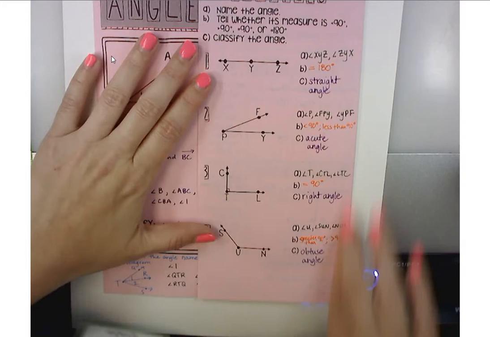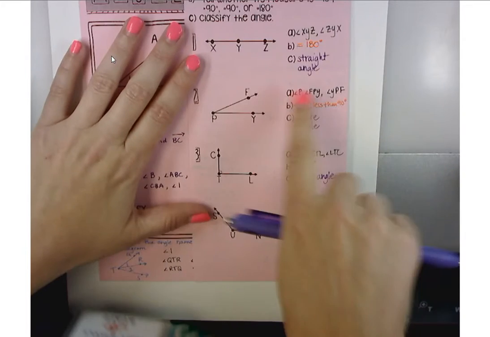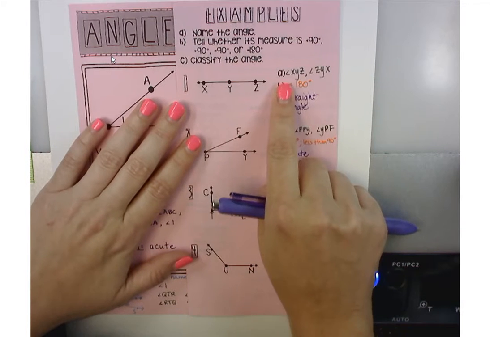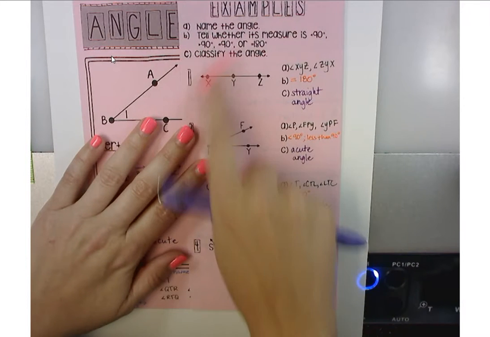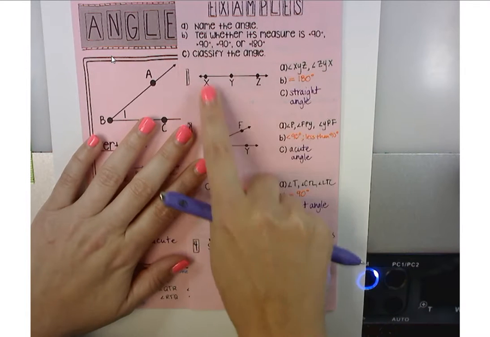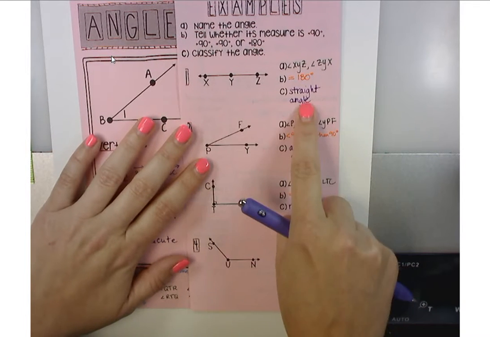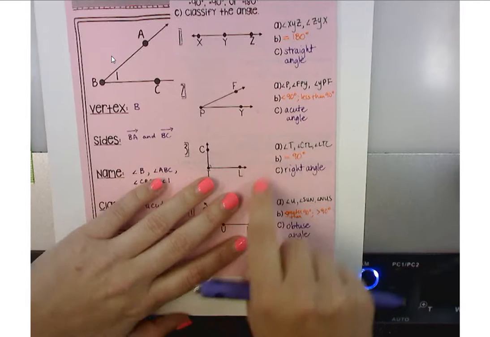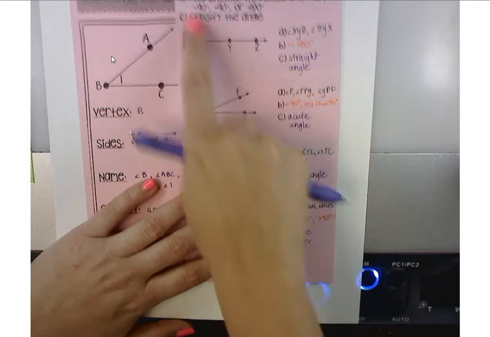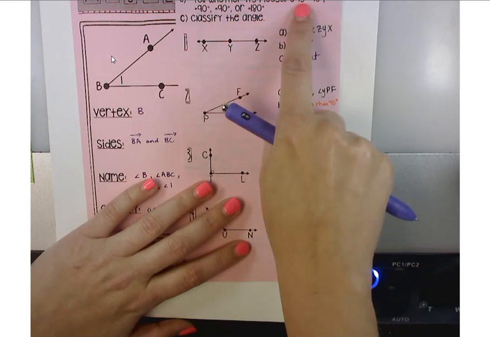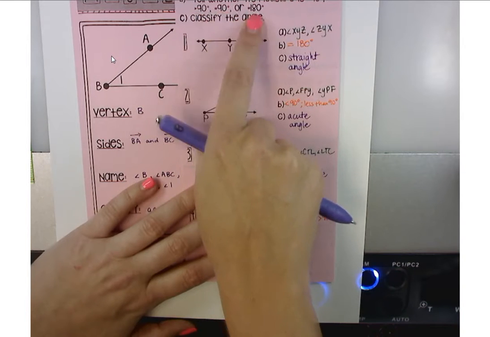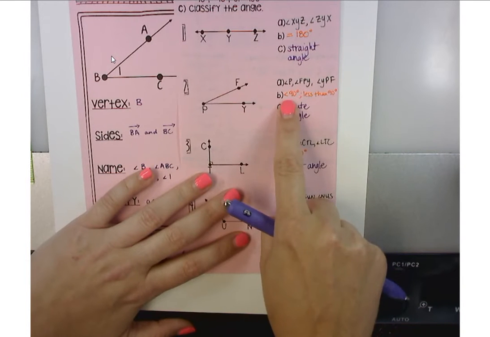Because we're doing this for bell work tomorrow, in case you are absent, I am going to go over what these are so that you can check them. So you're naming the angle. There are 2 different names for this angle, XYZ or ZYX. Because it's a straight angle, it's equal to 180. For 2, this is going to be an acute angle. It's less than 90, so the symbol, when it says to tell whether the measure is less than 90, greater than 90, equal to 90, or equal to 180, this is less than 90.